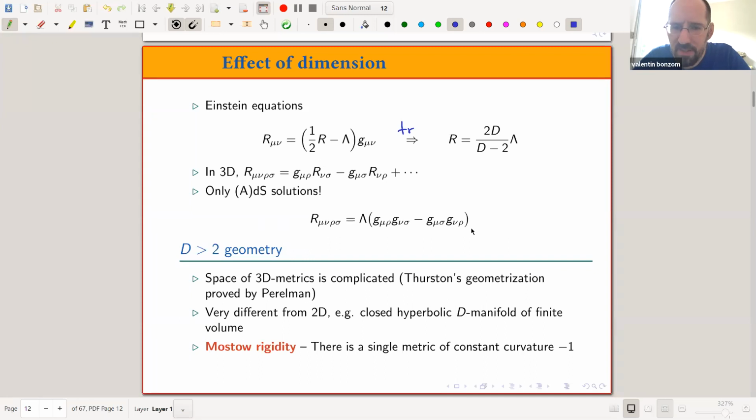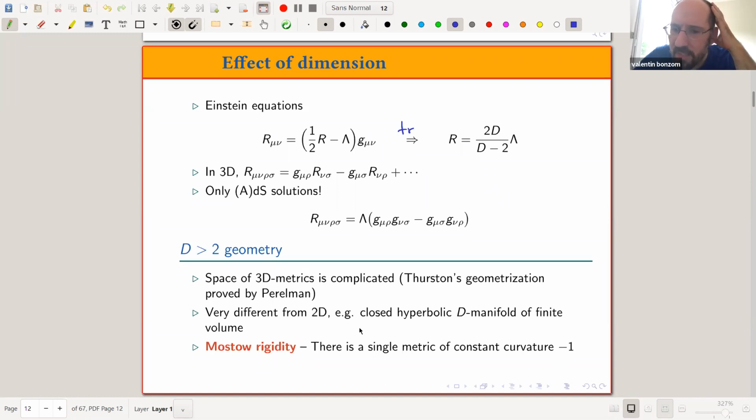What about the space of metrics? Well, in dimensions higher than 2, it is quite complicated. Let's say you're in 3D, the space of 3-dimensional metrics, it's been studied quite a bit by mathematicians. It's called Thurston geometrization, and it started with the Poincaré conjecture a long time ago, evolved into a geometrization conjecture by Thurston that was proved eventually by Perelman. So yeah, basically, the space of 3D metrics is complicated. Also very different from 2 dimensions, and depending on boundary conditions, I will explain.